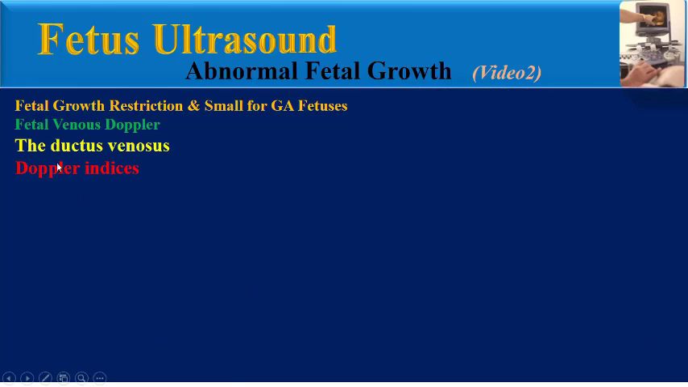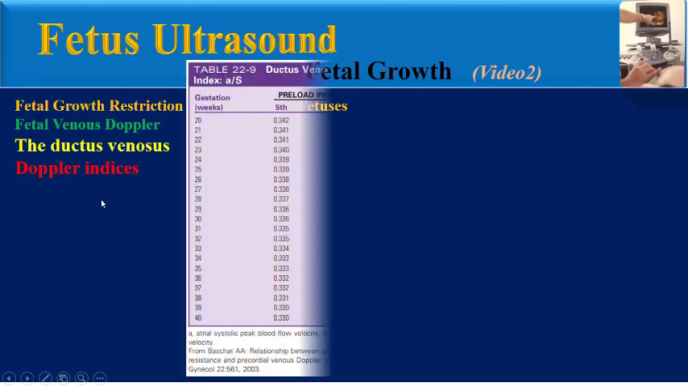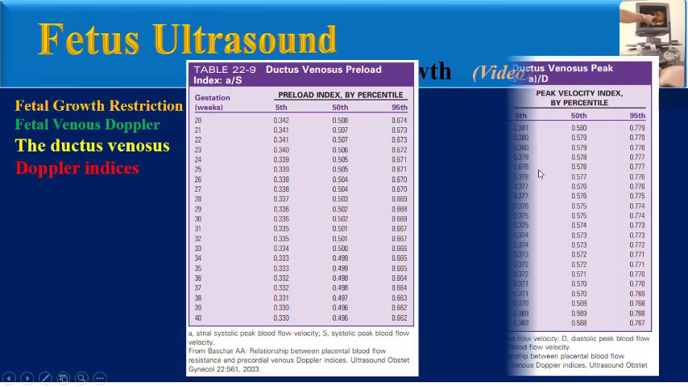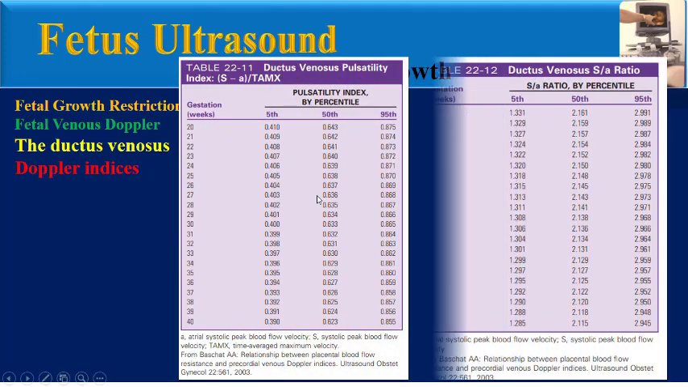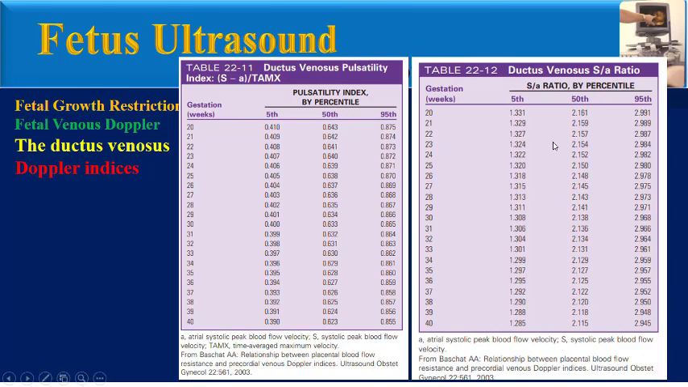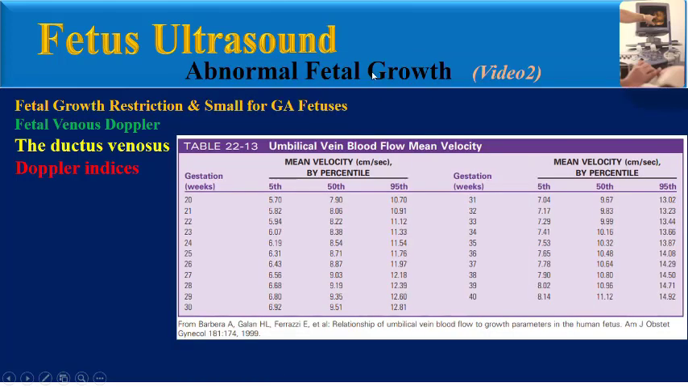The important Doppler indices of ductus venosus include preload index, peak velocity index, pulsatility index, and systolic peak blood flow to atrial systolic peak blood flow ratio. Another important index is mean velocity of the umbilical vein.